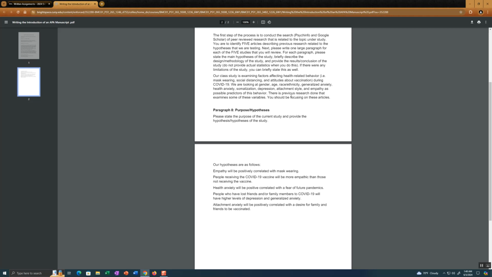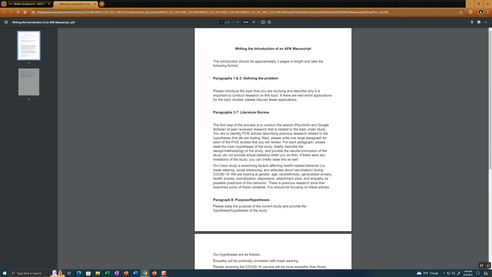So these are 5 hypotheses we're going to test, and I would like an article for each of these 5, as close as you can get it. So 5 hypotheses, 5 articles. For those 5 articles, you're going to write 1-paragraph summaries.